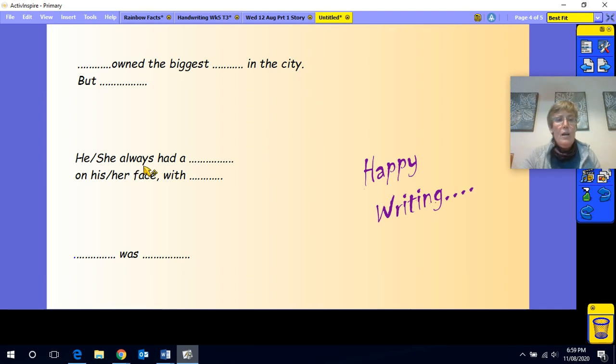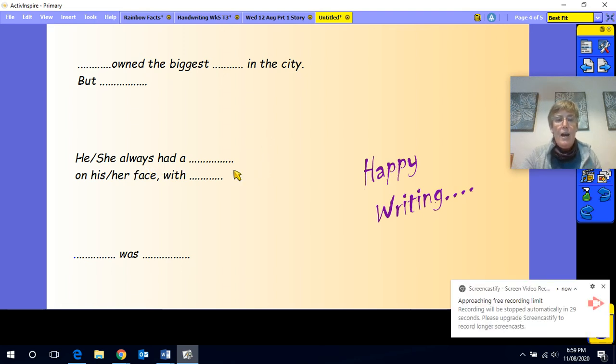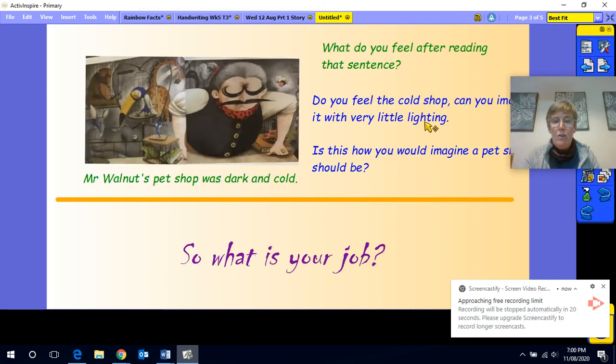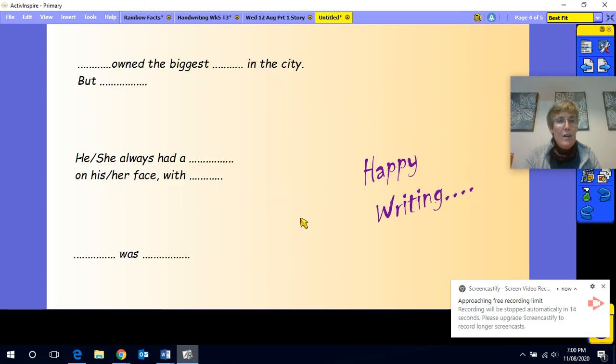And then you're going on, he or she always had, and think about the words that Ana Juan used. And you can go back to the previous page and have a look at the words that she used because I've got the text there, so you can use that to help you with your writing. So choose a character, choose a setting, have fun coming up with your own stories. Remember to use lots of fantastic adjectives, and I can't wait to read your stories.